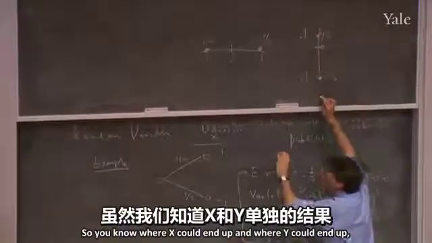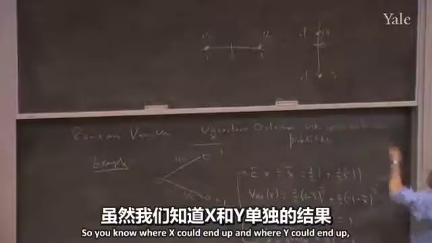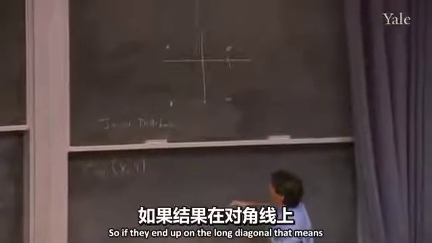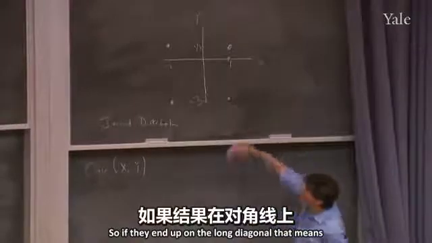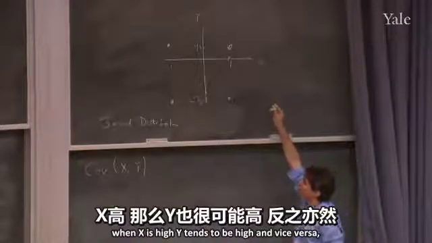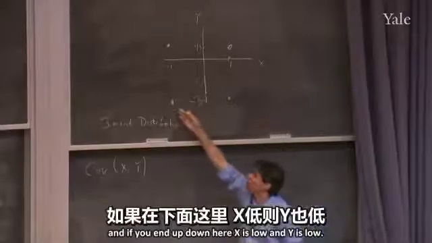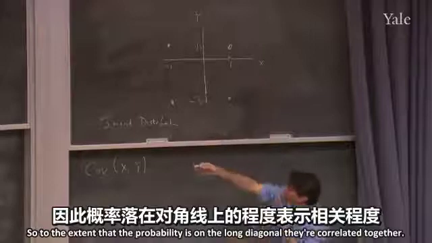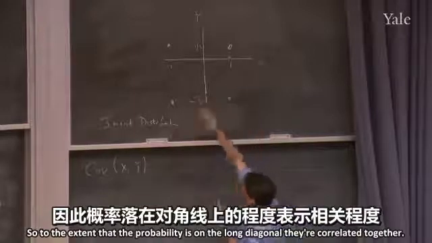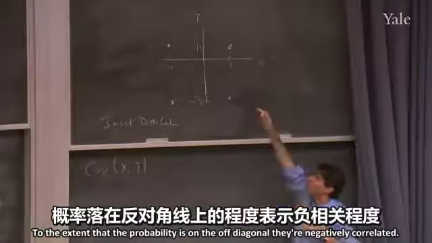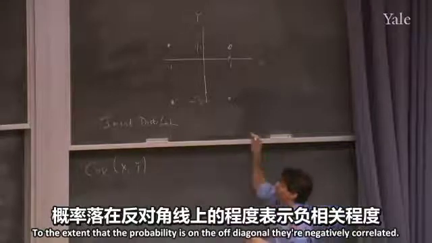So you know where x could end up and where y could end up. Well, you don't know where they jointly could end up. If they end up on the long diagonal, that means when x is high, y tends to be high, and vice versa. If you end up down here, x is low and y is low. So to the extent that the probability is on the long diagonal, they're correlated together. To the extent that the probability is on the off diagonal, they're negatively correlated.